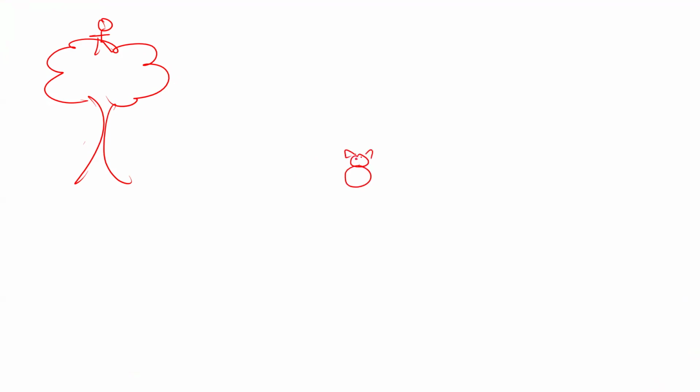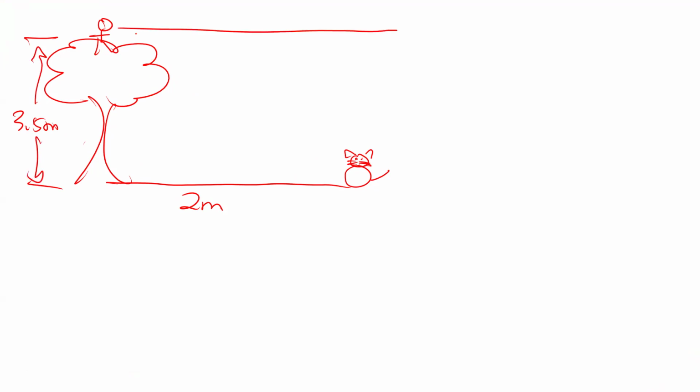Okay, let's try to visualize the problem. There's a tree and Joy is on top of the tree, and there's a cat. Okay, I don't know how to draw a cat. Let's say that's a cat. It's not a mouse. So the cat and the tree are 2 meters apart, and the tree is 3.5 meters tall. If this is the horizontal line of sight, and this is the line of sight to Fritz, you are asked to determine the angle of depression.